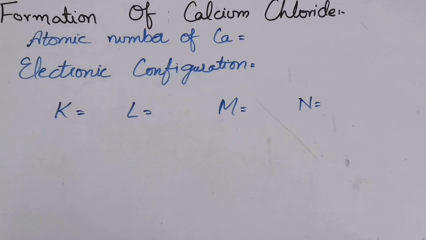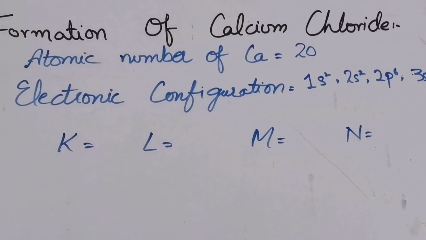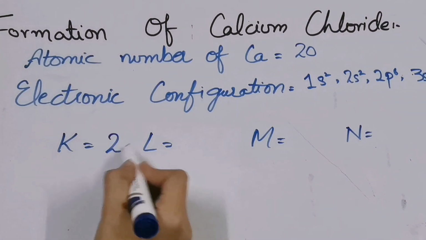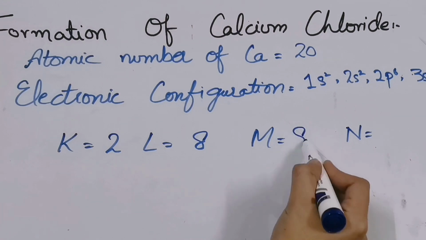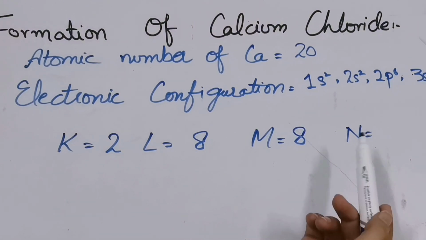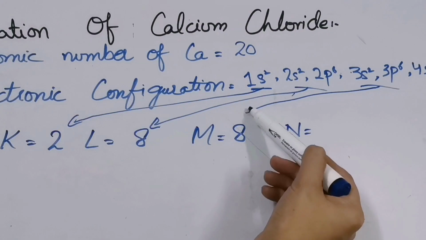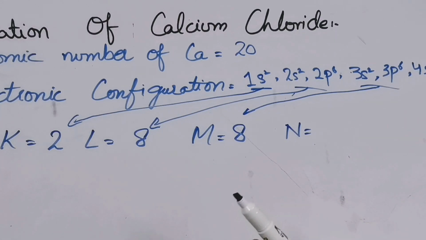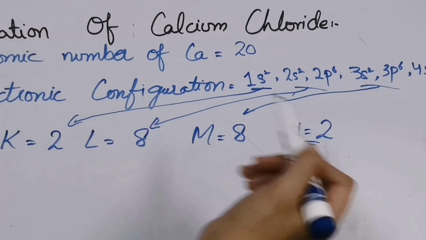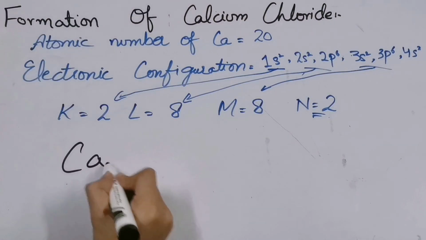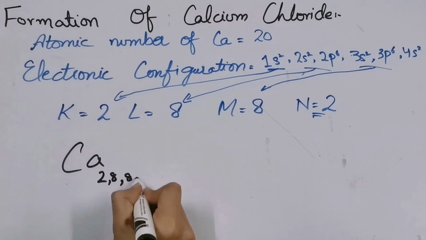Now the next example of ionic bond is the formation of calcium chloride. What is the atomic number of calcium? It is 20. And let us write the electronic configuration for calcium. This is the electronic configuration of calcium. We will fill the electrons in the shells. The first shell will hold 2 electrons. The second will hold 8 electrons. The third will also hold 8 electrons. Now let us see how many are left. 2 electrons in the K shell, the next 8 in the L shell, the next 8 in the M shell. And how many electrons are left in the N shell? 2 electrons are left in the N shell. The reaction for this will be calcium 2, 8, 8 and 2.